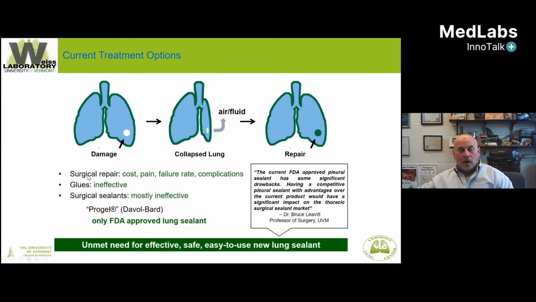So what's out there right now? Surgical repair, you can operate on someone and sew it up, but that's not a particularly pleasant or, in some cases, effective approach. And there's a failure rate, of course, and it causes pain and complications. There have been a variety of glues that have been tried. So fibrin glue, cyanoacrylates, or super glue, and none of these have worked, basically. There's only one FDA-approved surgical sealant in the United States, something called Progel, which is a mix of polyethylene glycol and albumin. And this is approved for one indication only, so to close up a hole if you have a surgical resection. It's not approved or investigated in trauma. It's not approved or investigated in pregnancy. You can't use it if you have kidney disease, etc. So basically, there's an unmet need for an effective, safe, easy to use lung sealant.